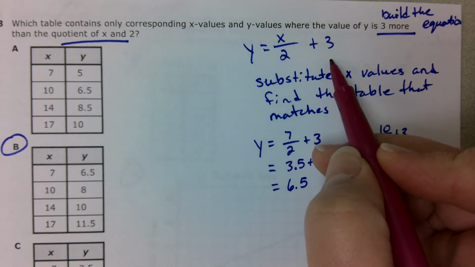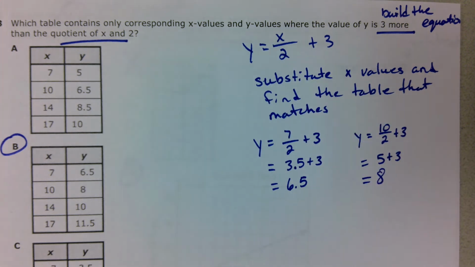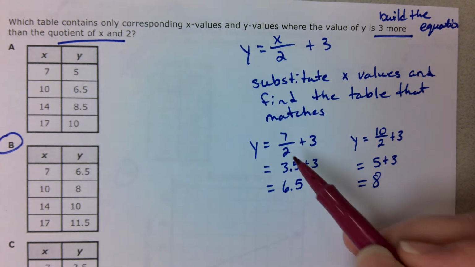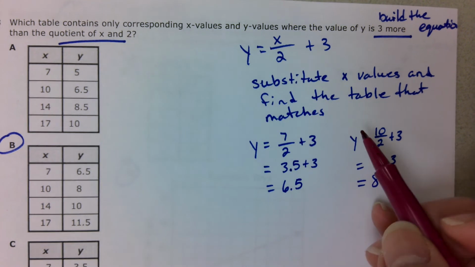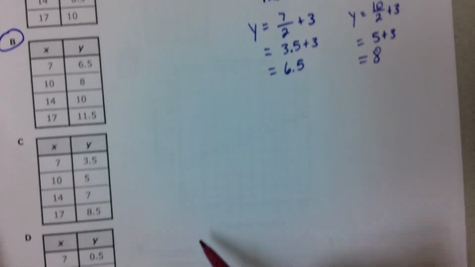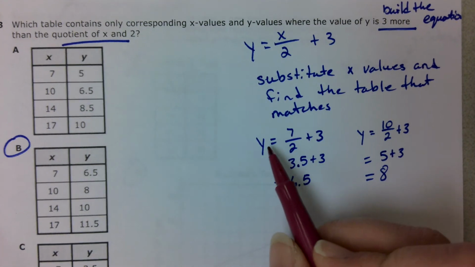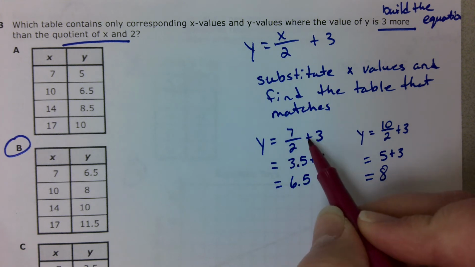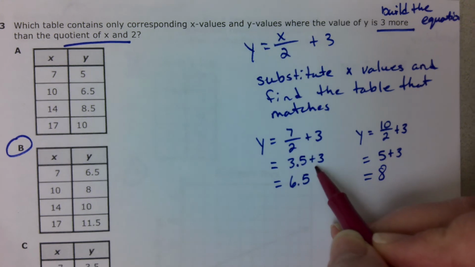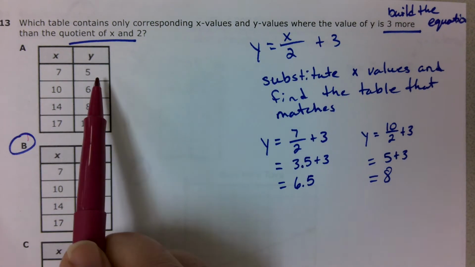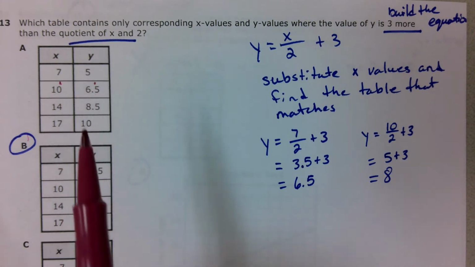So once I have the equation built, then I've got to see which table works, and to do that, I just substitute these x values in here to my equation and find out which table matches. So all the tables have the same x values. So I've substituted 7 in for x, and I have 7 divided by 2 is 3.5 plus 3 is 6.5. So looking here, that doesn't work.